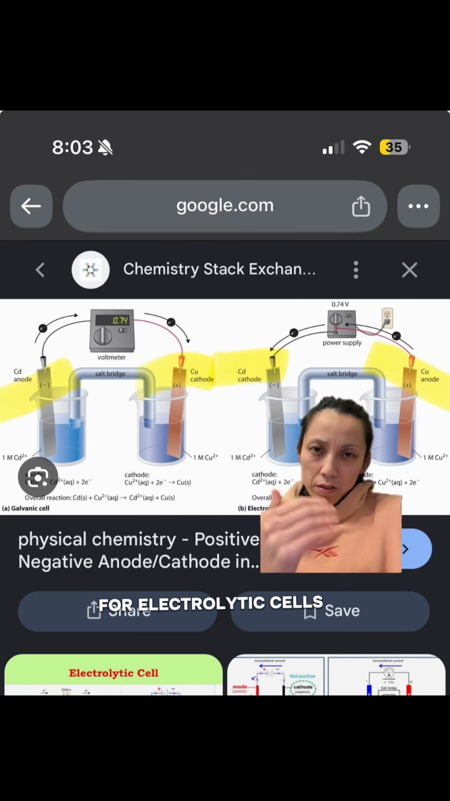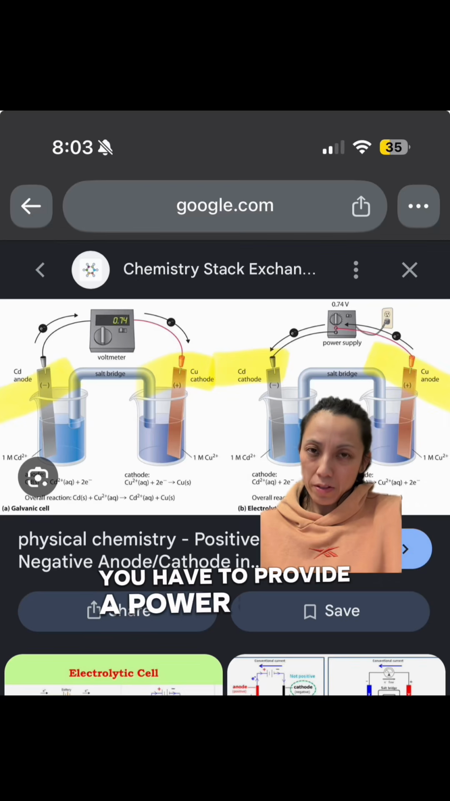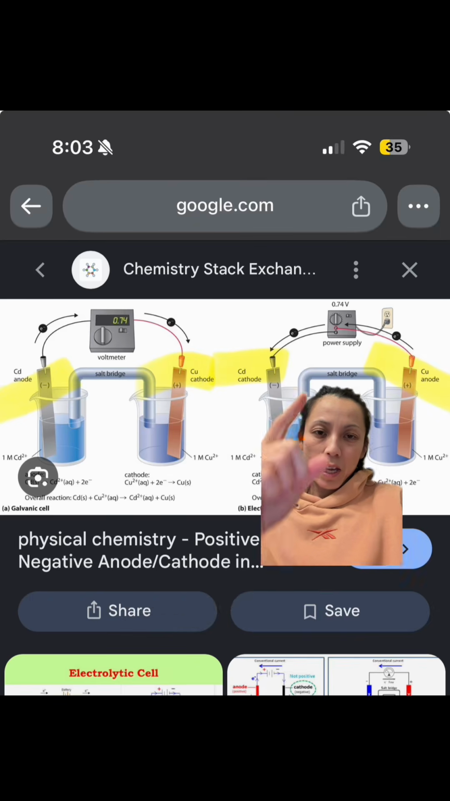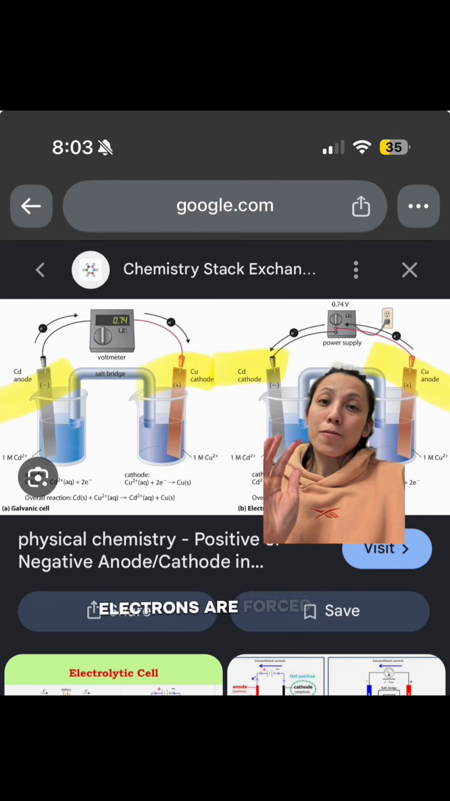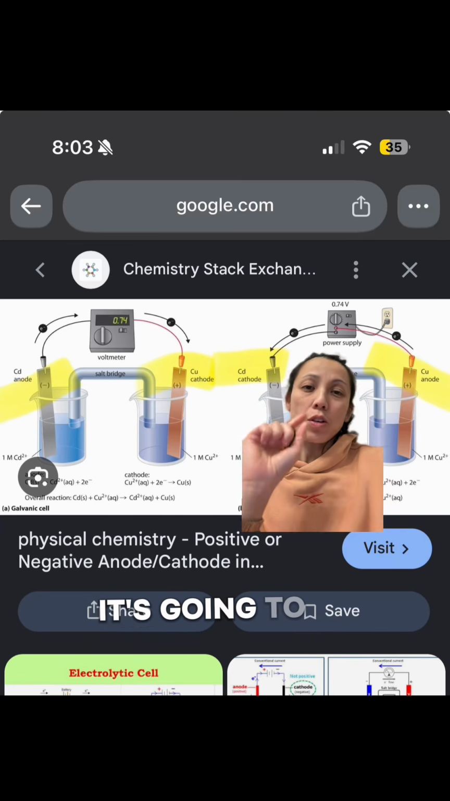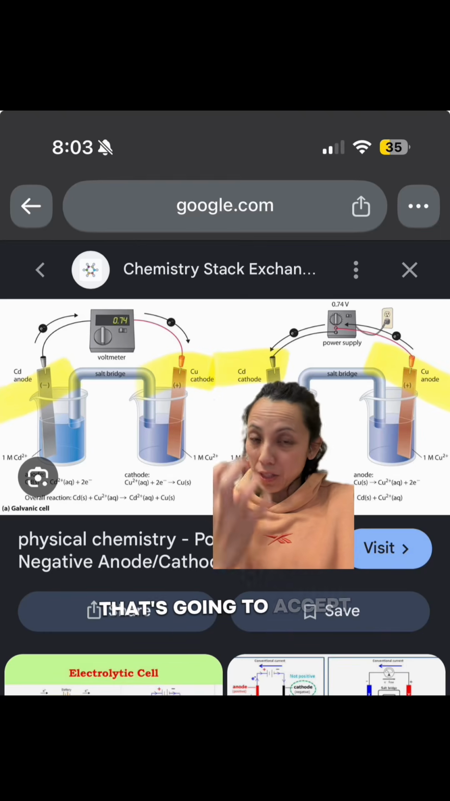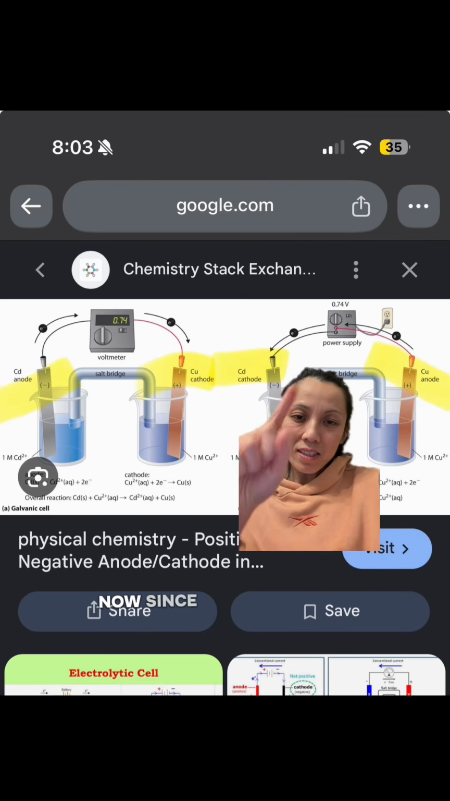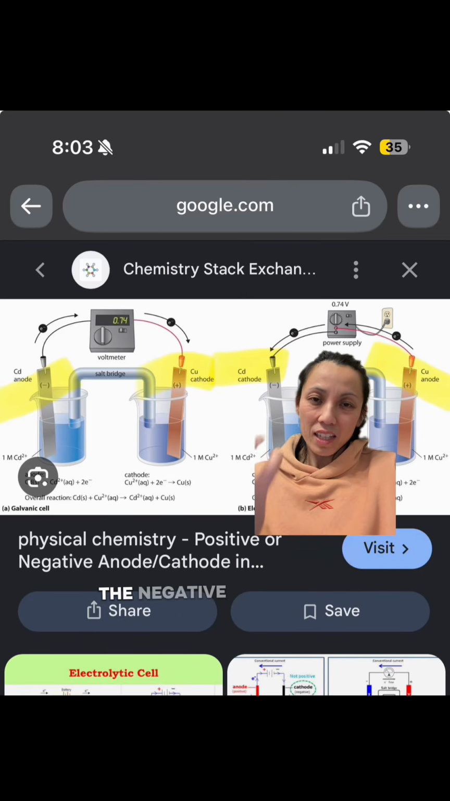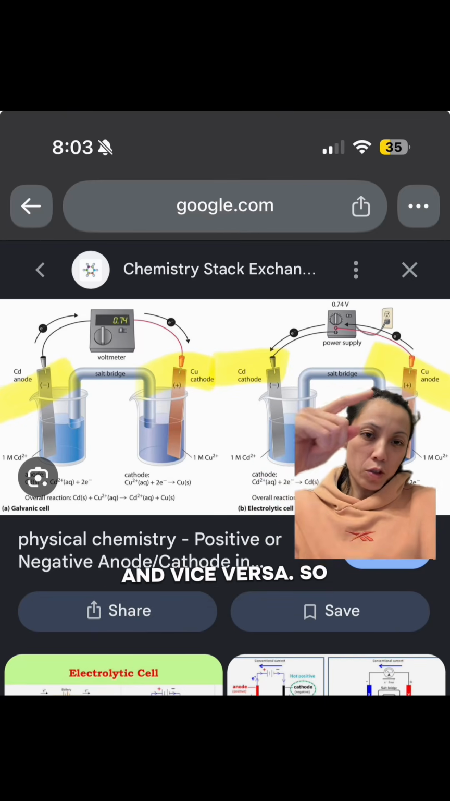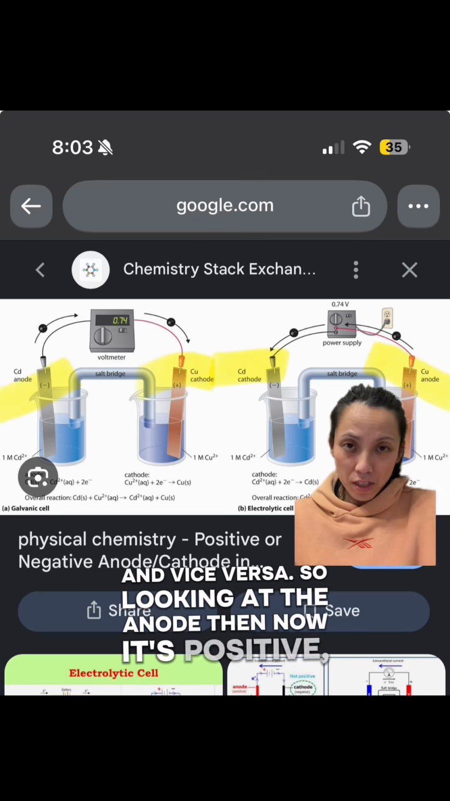For electrolytic cells, as you know, you have to provide a power supply because it's a non-spontaneous reaction. You have to force it to happen. Now, out of the power supply, electrons are forced out of the negative electrode. So the negative electrode, it's going to be forced towards an electrode that's going to accept and gain those electrons, which is the cathode here. Now, since that electrode is connected to the negative terminal of your power supply, it is negative, and vice versa. So looking at the anode then, now it's positive.